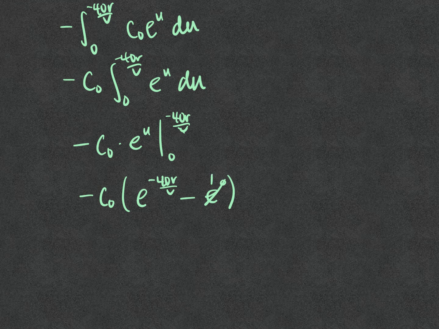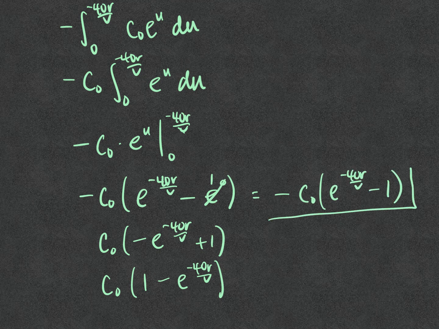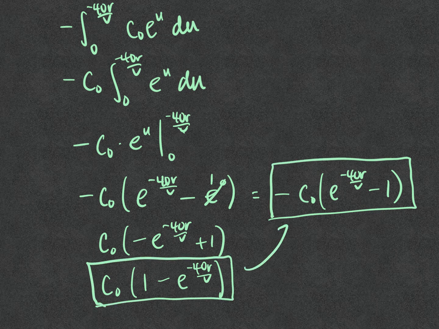And most of the time we don't leave that negative out front. Your book is probably going to distribute and say C sub 0 times negative e to the negative 40R over V plus 1. And then we're going to switch it to put the 1 first, just so we don't have a negative. So we switched it to 1 minus e to the minus 40R over V. This technically is negative C sub 0 times e to the negative 40R over V minus 1. This is a beautiful answer. It is just as correct as this answer down here. So hopefully those make sense.